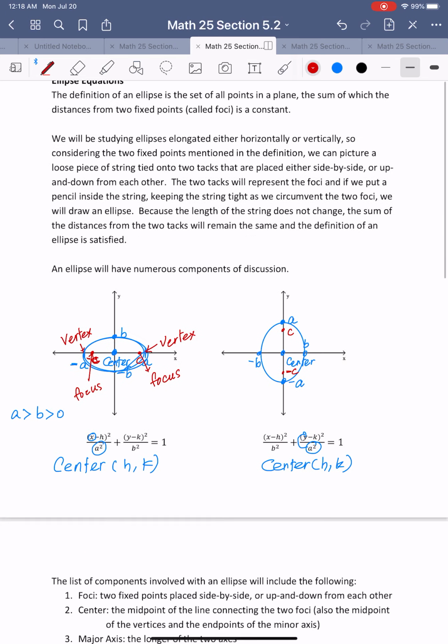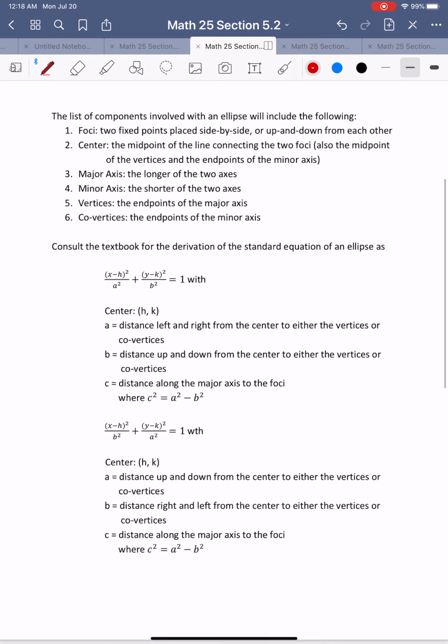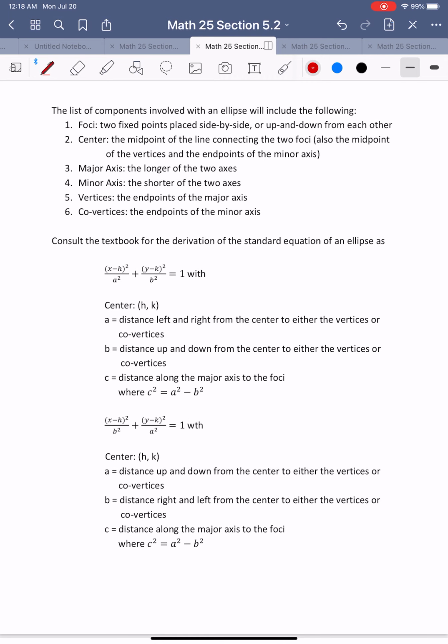All right, let's go to the next page. The list of the components involved with the ellipse will include the following.